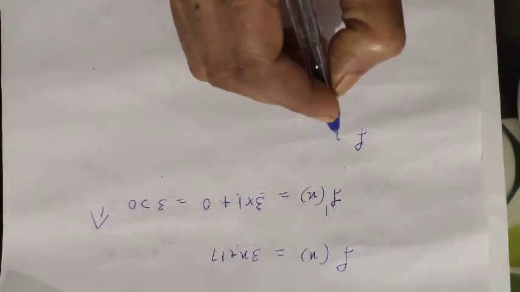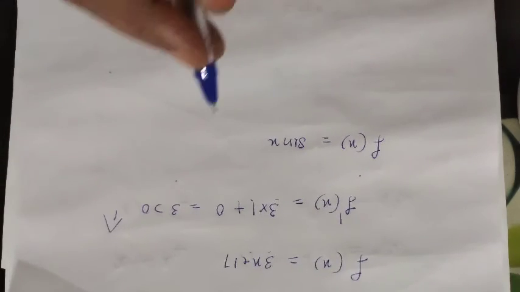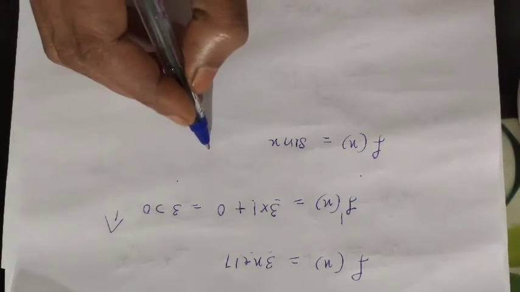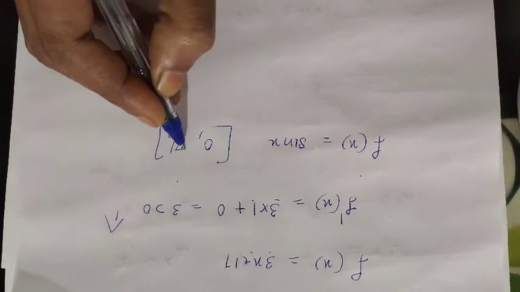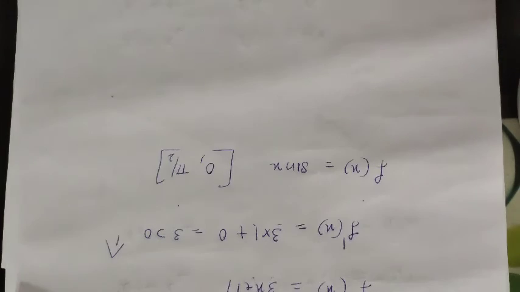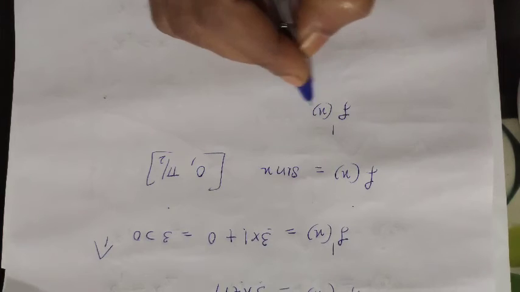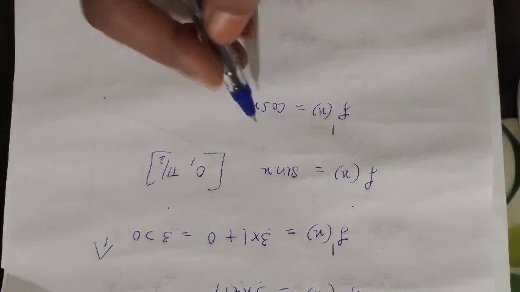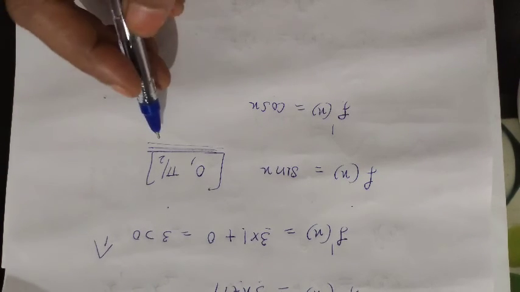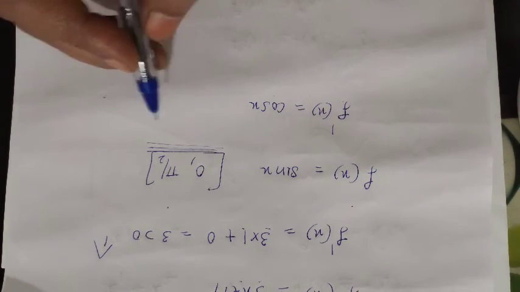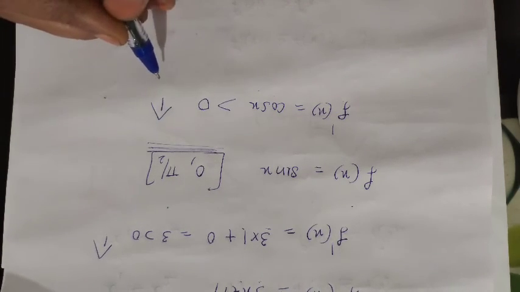See, f of x equal to sin x, the trigonometric sin x. You have to explain whether the function is decreasing or increasing in the interval 0 to pi by 2. Pi by 2 means 90 degrees, the first quadrant. What is the method? Find f dash x. The derivative of sin x is cos x. In the first quadrant, all trigonometric ratios are positive. Then the first order derivative cos x is also positive. We can easily say that the function is increasing.